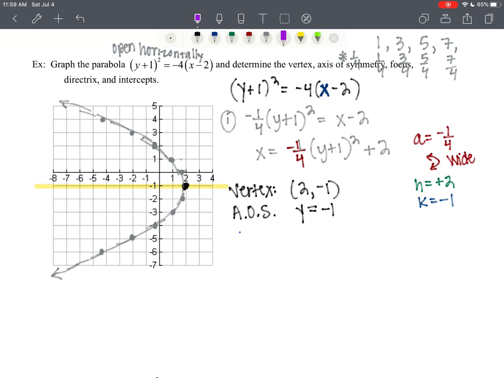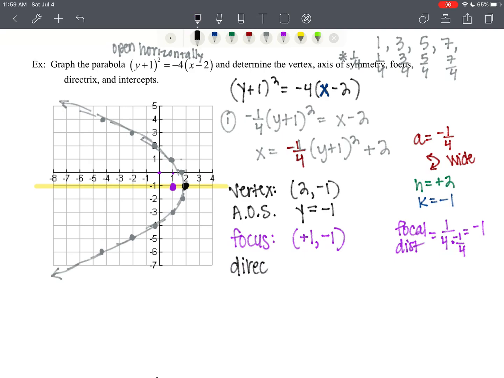Now, we've got our focus. Remember, our focal distance is equal to 1 over 4a. And a in this case was negative 1/4. So that's going to give me a negative 1. So that tells me left. Go to the vertex and go left 1. That's all the negative is telling us. So left 1 would put us at (1, -1). So right 1 from the origin, down 1.